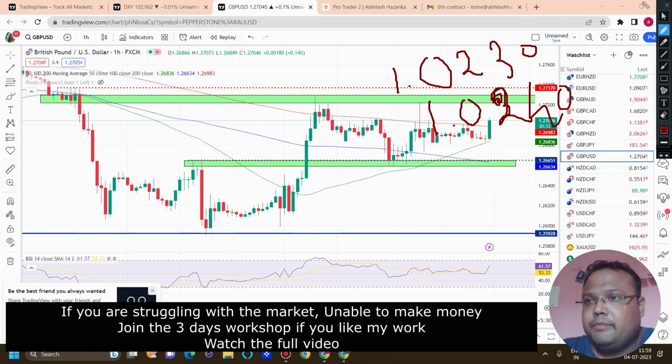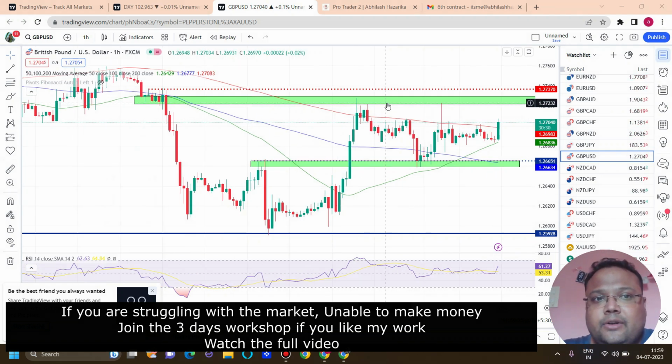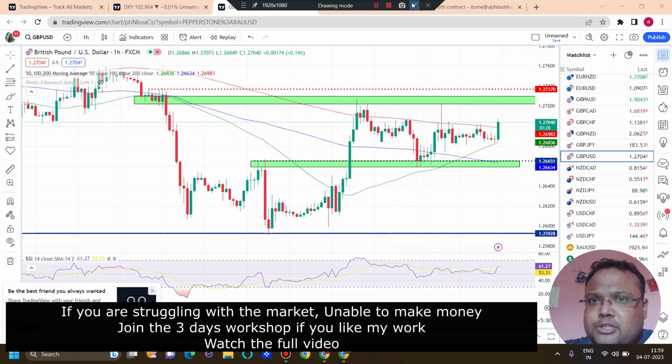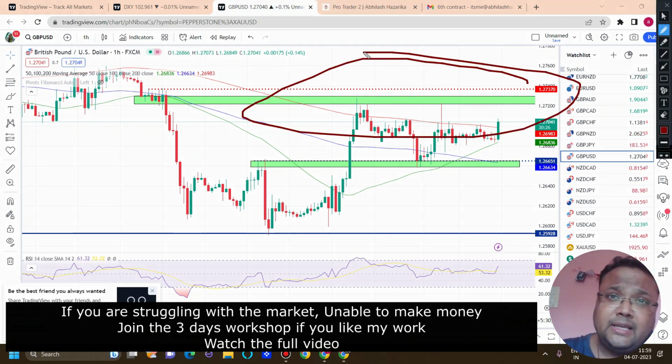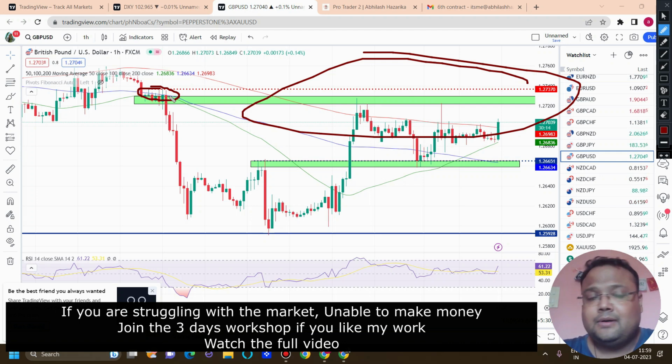You can see the whole green box is the resistance zone of the market, and there's a good chance that the market will face problems around this area because of previous price rejection. Also, as I explained, remember, institutional level selling takes place in this type of area.